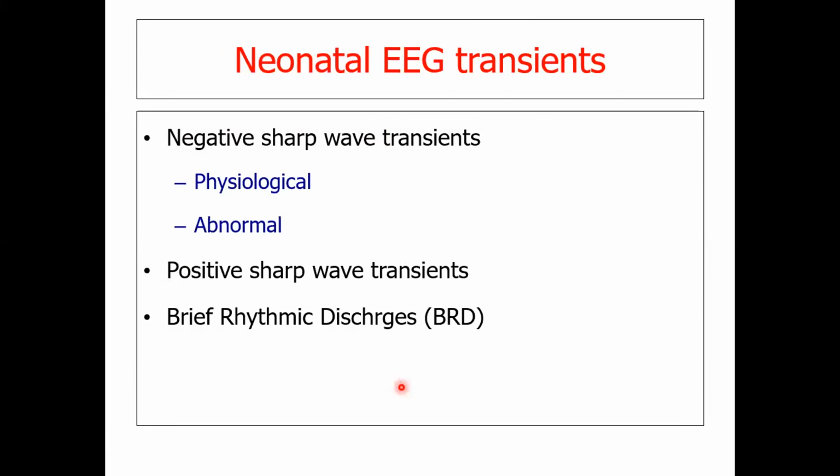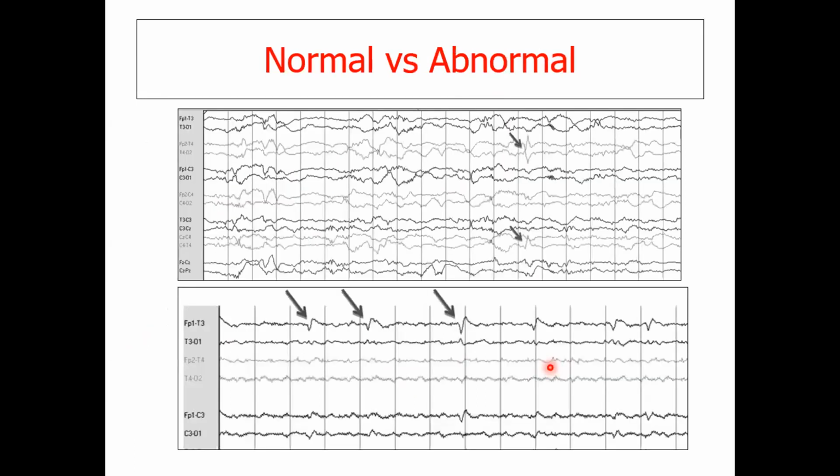After the grapho elements, the last part is the neonatal EEG transients. We have all heard about transients, the sharps, the spikes. However, most of the neonatal EEG transients are normal, and they can be either negative or positive. The negative ones basically rise from the baseline upwards, and the positive ones go down. These negative ones are generally physiological. Some of them may be abnormal. I'll show you how. Certain positive sharp wave transients and BIRDs, or brief intermittent rhythmic discharges, or brief rhythmic discharges, may be abnormal.